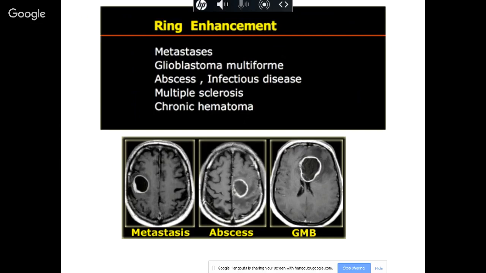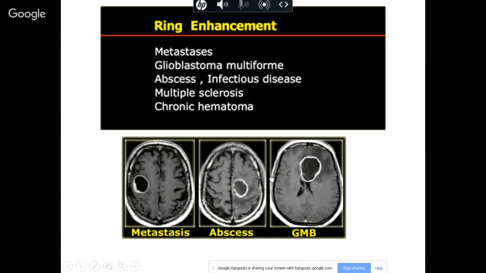Ring enhancement. You see? Now, I can spend the time and talk about this. Mets, GBM, abscess, infection, chronic hematoma. There's a lot of talk about how smooth the inner ring is versus the outside, but sometimes, in the real world, I still have difficulty looking at the inner wall and the outside of the wall.